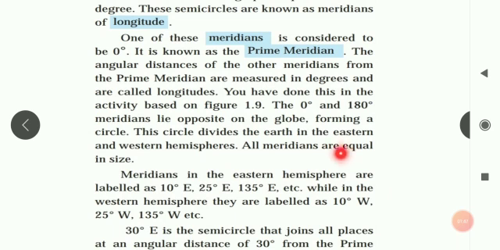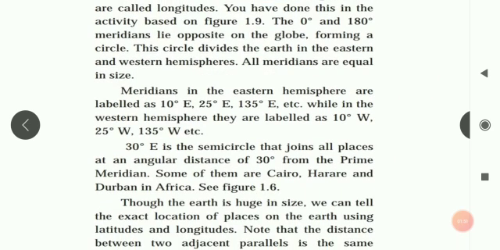All meridians are equal in size. This we had seen in the diagram also, isn't it? Meridians in the eastern hemisphere are labeled as what? 10 degree east, 25 degree east, 135 degree east, etc. While in the western hemisphere, they are labeled as 10 degree west, 23 degree west, 135 degree west, etc.